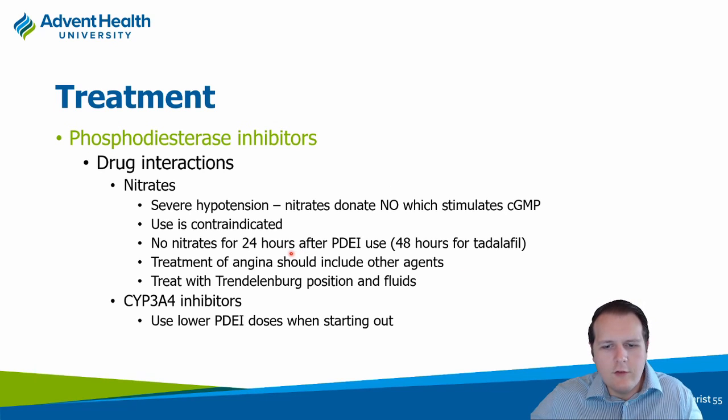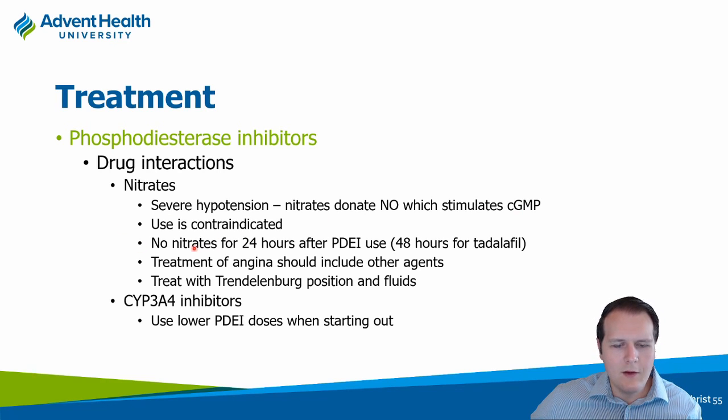So drug interactions are important here. Nitrates are the biggest one. If a patient is on nitroglycerin or they've taken a long-acting nitrate, and they mix this with a phosphodiesterase inhibitor, it can lead to severe hypotension. Okay, and in fact, use of the two together should be contraindicated, mainly because nitrates give nitric oxide that stimulates cyclic GMP, and then I have something like sildenafil that blocks the breakdown of cyclic GMP. So way too much cyclic GMP being formed and way too much vasodilation leading to that hypotension. Okay, really want to be cautious with that.